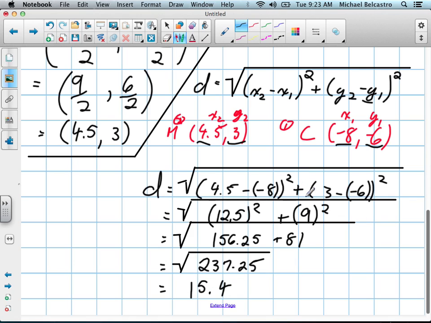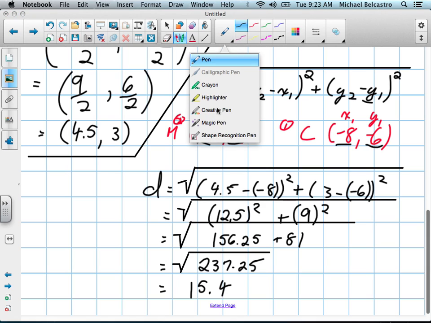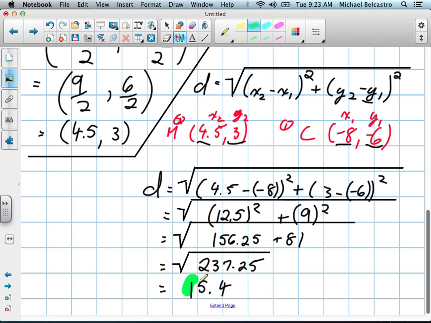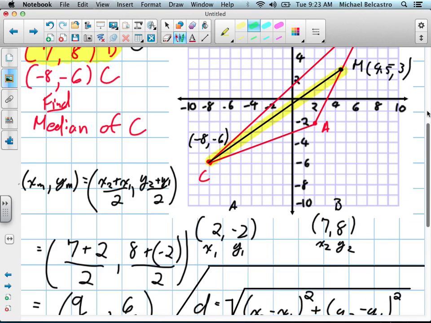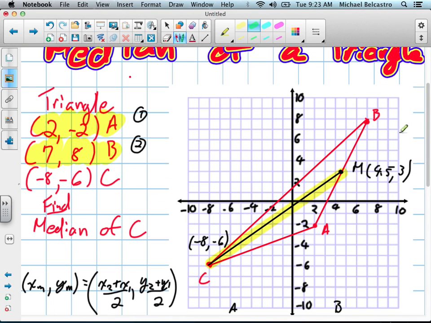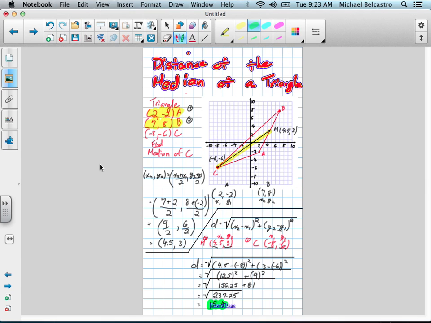15.4. So, our final answer, thanks to Bradley, 15.4. Now, I didn't give a measurement style, so you could say it would be 15.4 and just say units. We don't know what this unit is being measured in. For all we know, this is kilometers or it's millimeters, which could be very different. So you would kind of end this with 15.4 units long is the median of this triangle. Okay, so this is kind of combining what we did yesterday with today.